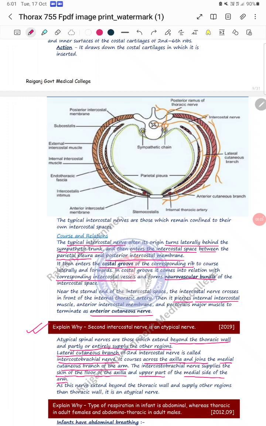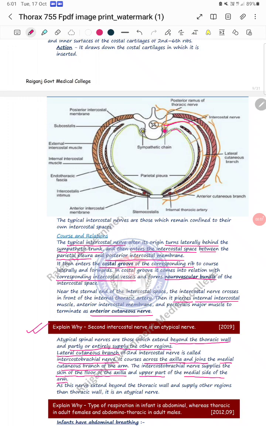This is the sympathetic trunk. So laterally, this is the lateral side. This is the intercostal nerve. Behind and lateral to the sympathetic trunk, the intercostal nerve enters the intercostal space in between the parietal pleura and the posterior intercostal membrane, which is derived from the internal intercostal muscle.